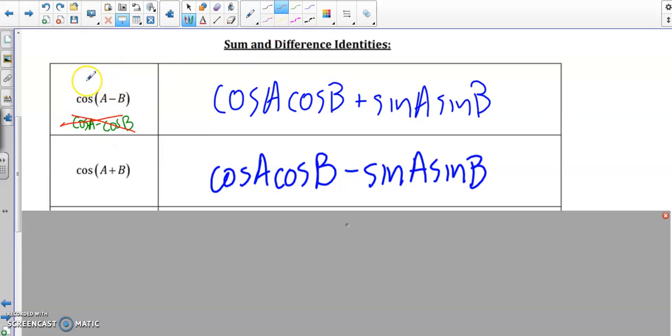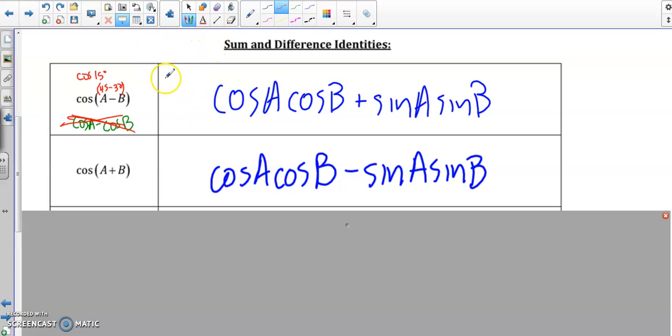The cosine of A minus B would say, for example, like we're going to do in a minute, let's say I want to find the cosine of a 15-degree angle. That's not one of those exact values that we know, but we could rewrite cosine of 15 as the cosine of 45 minus 30. So it's not the cosine of 45 minus the cosine of 30. The cosine of 15 can be written as the cosine of the quantity 45 minus 30.